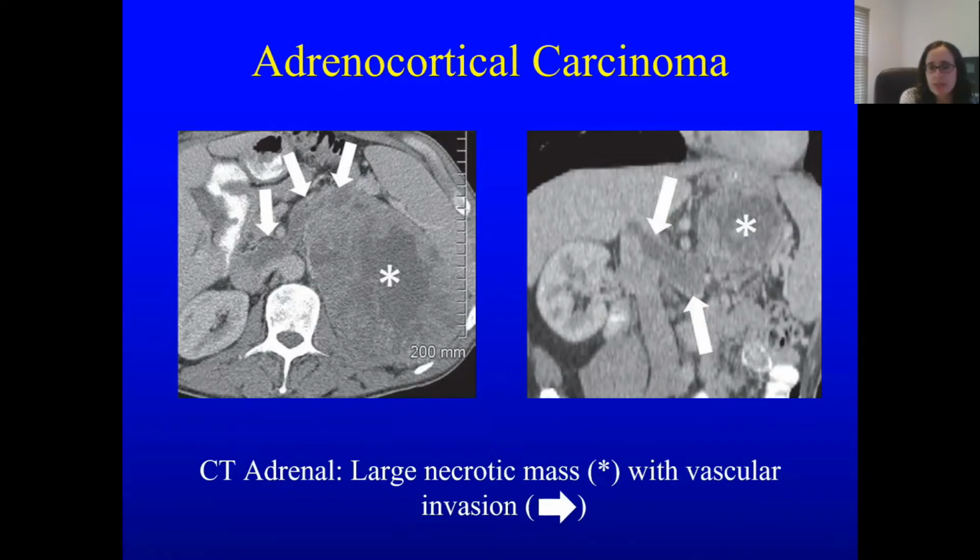Adrenal cancer is a lot like pancreatic cancer. When you find it, it tends to be very late in the course. It's not one of the cancers that you want to have. The survivability is not great for adrenal cancer.